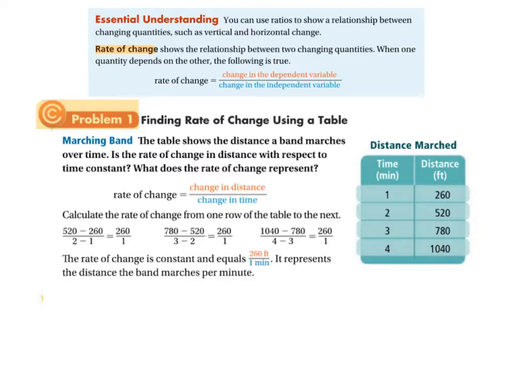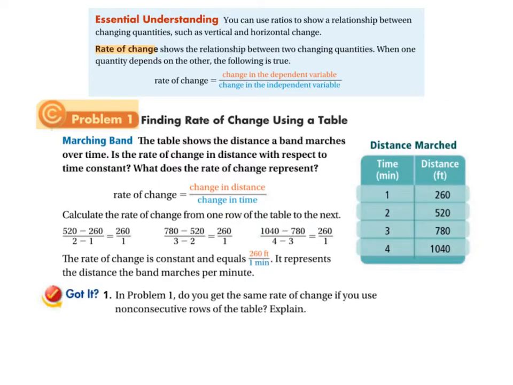And if you did it for the other points, you get these same numbers, 260 over 1. You can try the math yourself, but essentially this minus this over this minus this is the same, and this minus this over this minus this is the same, etc. The rate of change is constant, and it equals 260 feet for every 1 minute. It represents the distance the band marches per minute. Question for you now: what if we didn't use consecutive rows? What if we took data points from here to here and from here to here? Would you get the same rate of change? Explain. Give it a try.